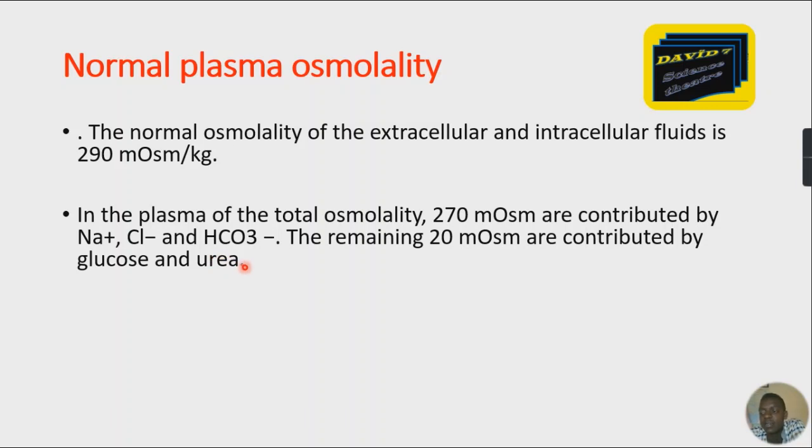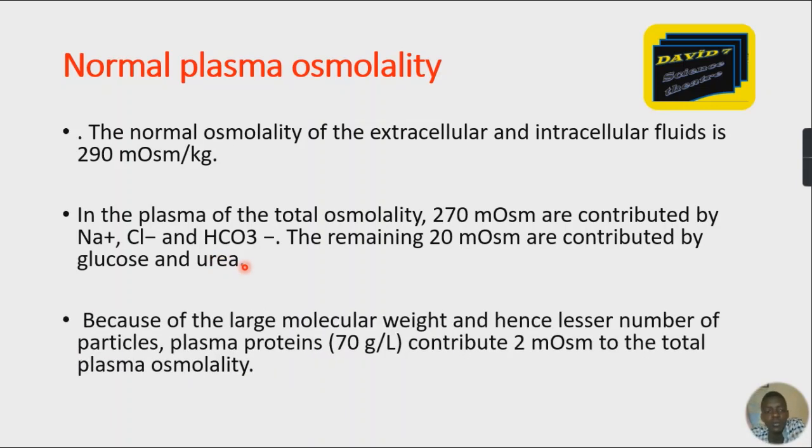Okay, so let's continue. Because of their large size and hence lesser number of particles, the plasma proteins, which are about 70 grams per liter, only contribute 2 milliosmoles of the total 290 milliosmoles per kilogram. Okay, because they are large, but their particles are few. We said it will depend on the number of particles in solution. So they only contribute 2 milliosmoles out of the 290 milliosmoles.